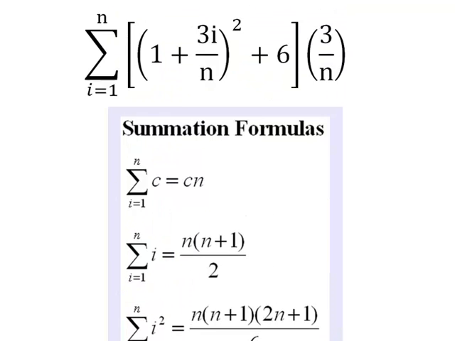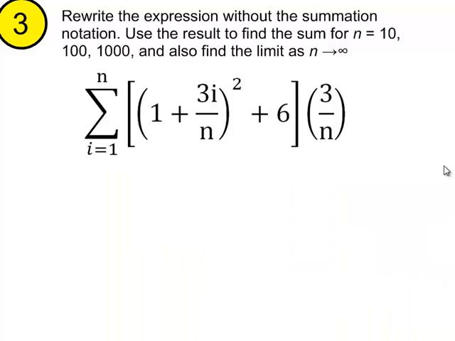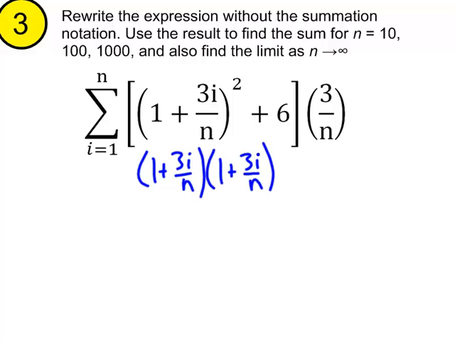Okay, so with that in mind, let's move those formulas off to the side and start trying to strip this down here. I'm going to start with this (1 plus 3i over n) quantity squared. And remember, that's really just 1 plus 3i over n times another 1 plus 3i over n. So this is nothing more, nothing less than our typical foiling, where we'd get 1 plus 3i over n plus another 3i over n, 6i over n, plus the last term in the FOIL will give us 9i squared over n squared.